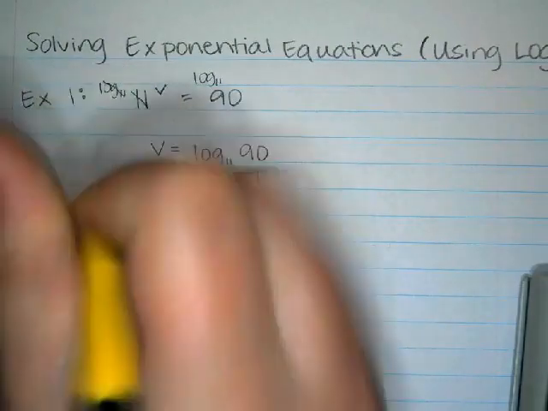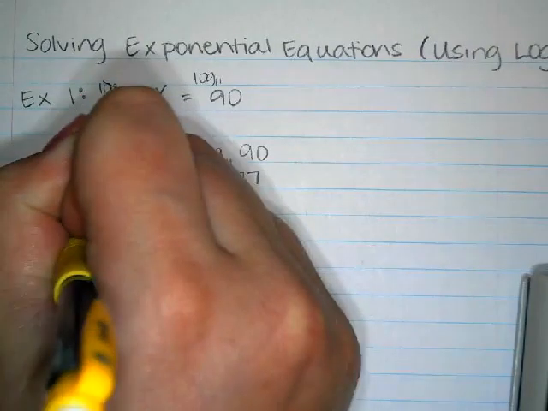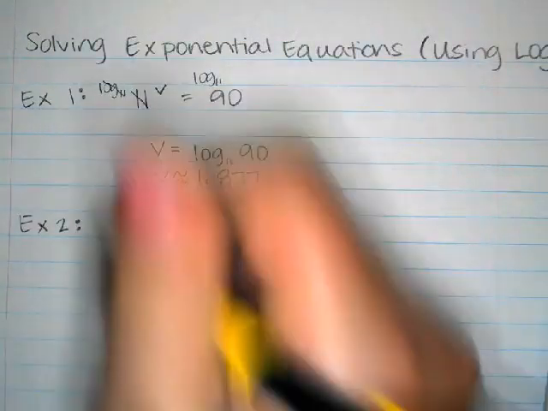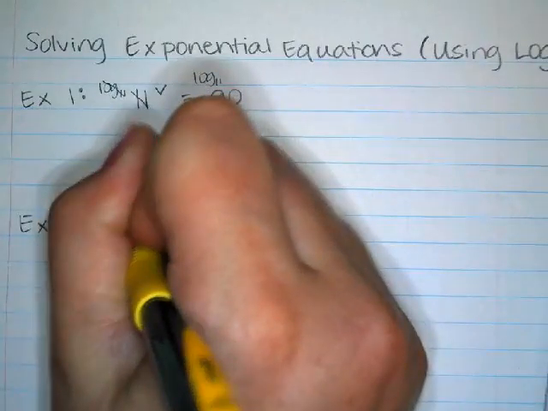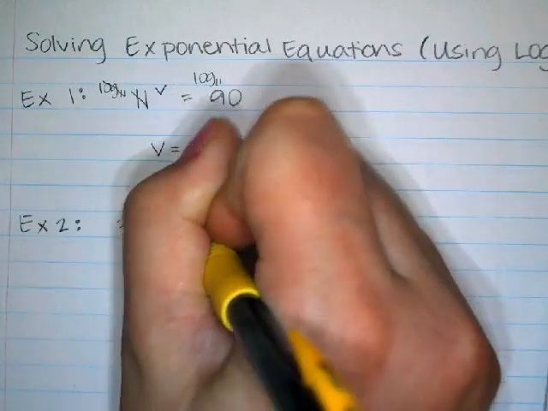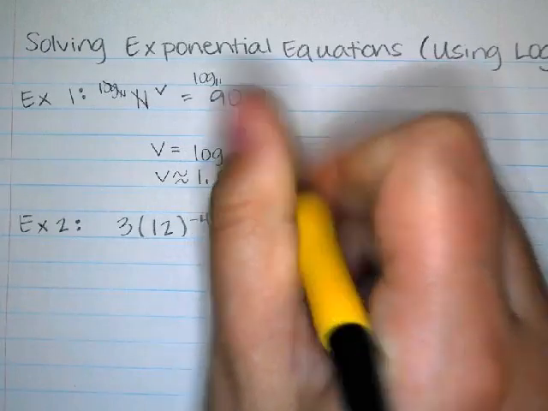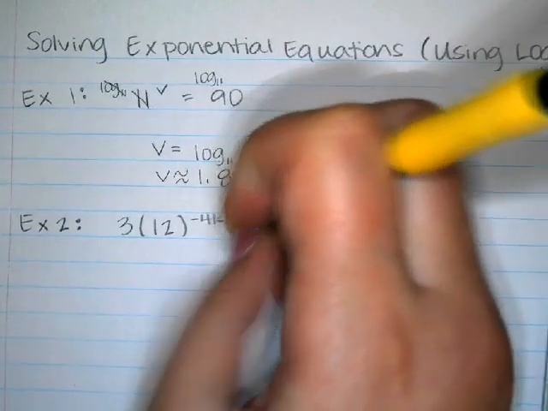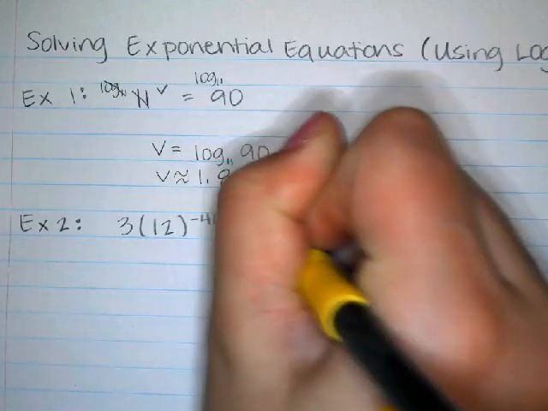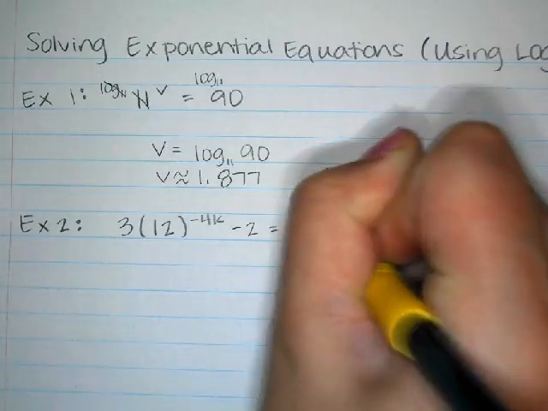Example 2. All right, so they're not always going to be that simple. Let's make it have more steps. So we're going to say 3 times 12 to the negative 4k, minus 2, equals 72.5. I'm giving you a lot more steps this time. Bring it on. That was a challenge.